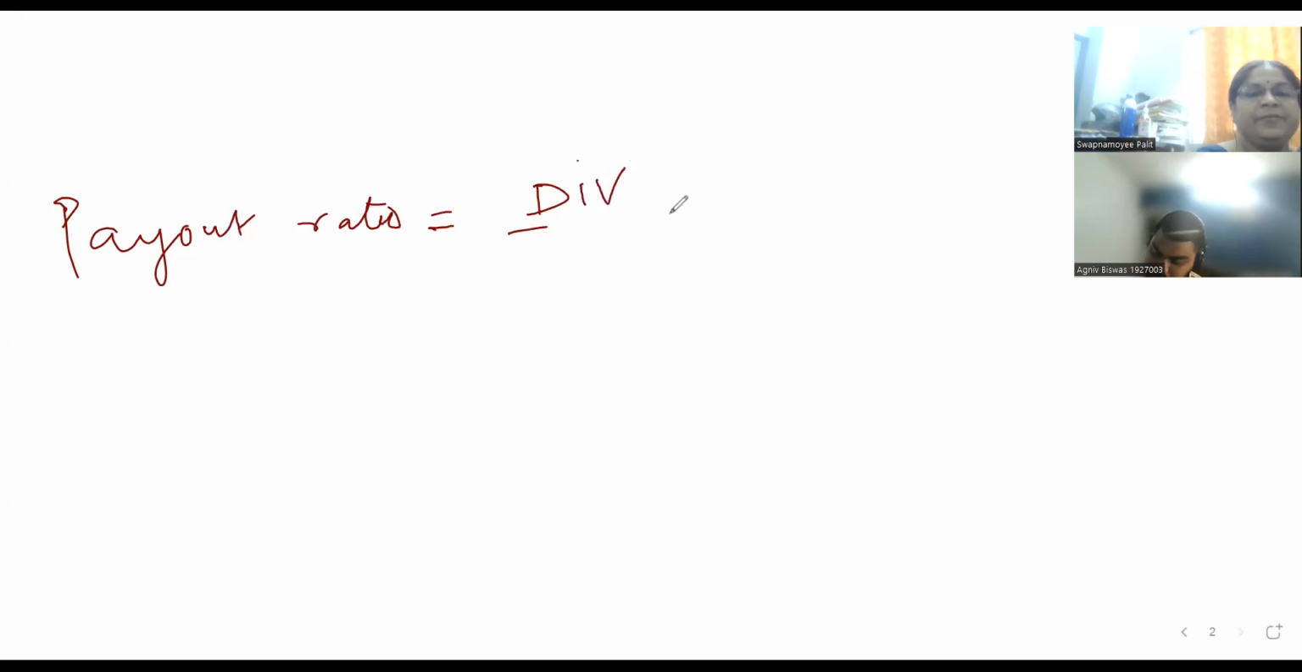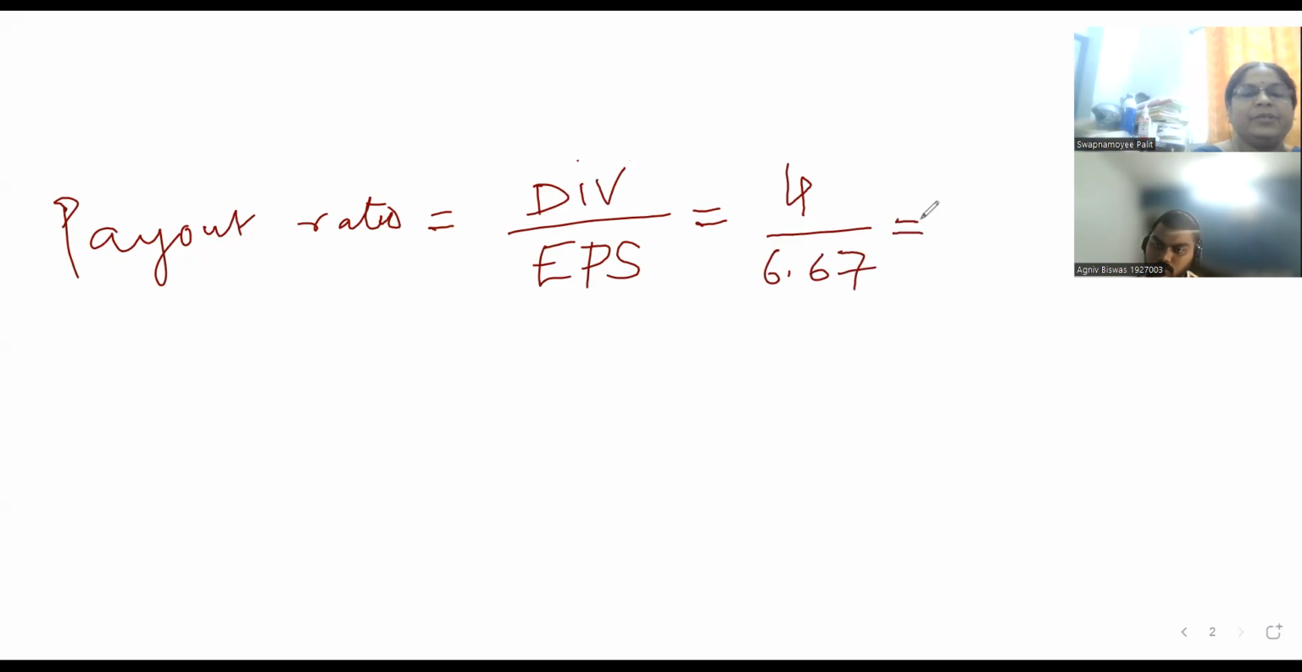So first is the payout ratio. Payout ratio is equal to your dividend divided by earning per share. In this case, what is the dividend given? 4. Earning per share is how much? 6.67. That gives you, what is the payout ratio? How much it is paying out? Calculate. Tell me the answer.